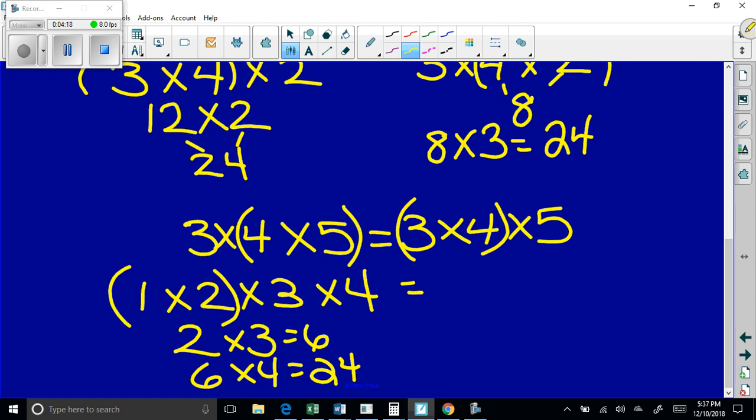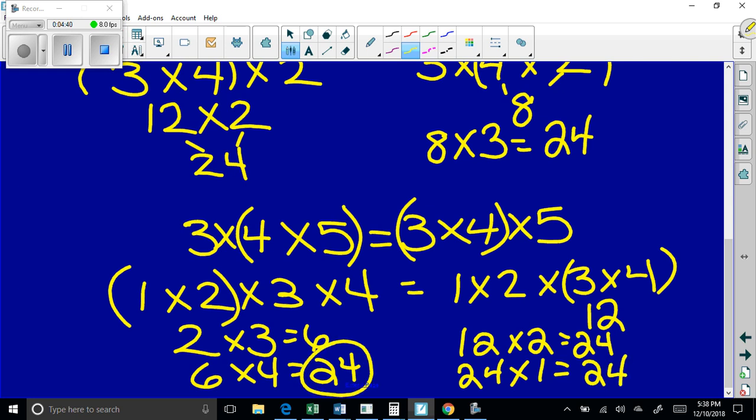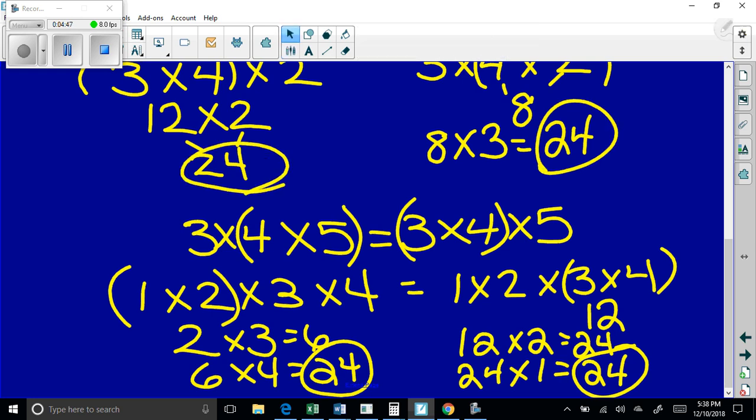If I did 3 times 4 first, so 1 times 2 times 3 times 4, if I wanted to do 3 times 4 first, I would get 12. And then 12 times 2 equals 24. And 24 times 1 equals 24. So just showing that you get the same product no matter which way you multiply that together. And that is the associative property.